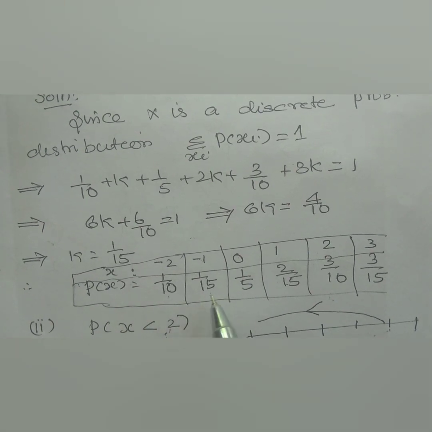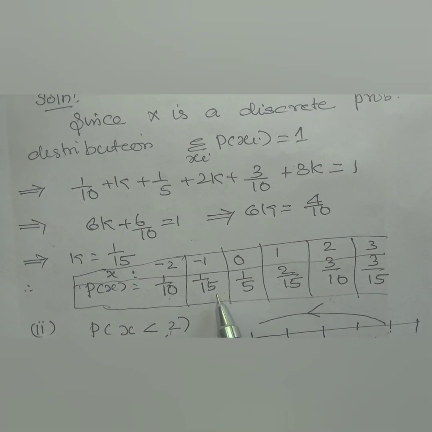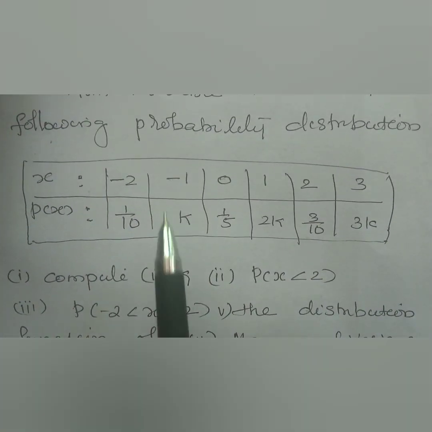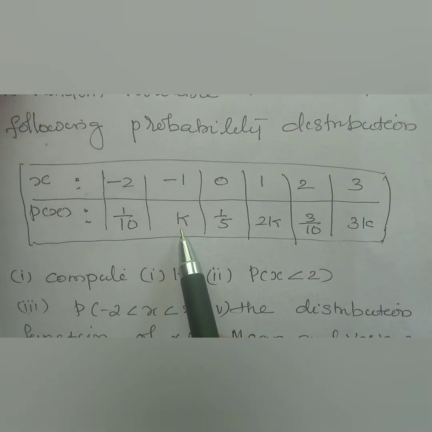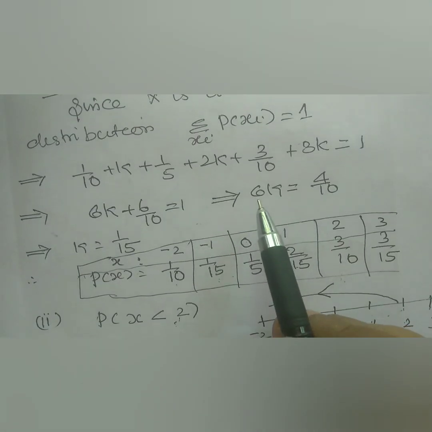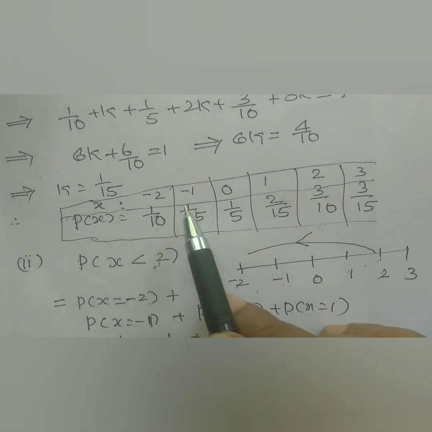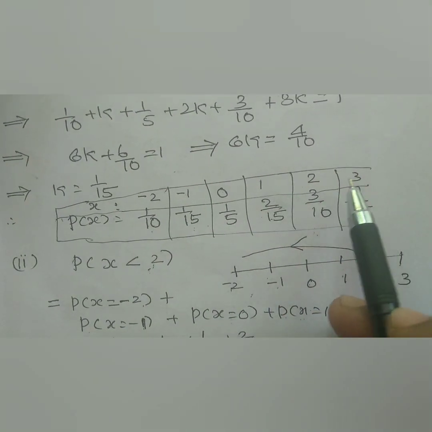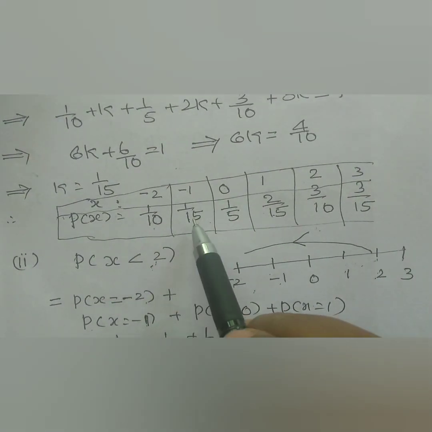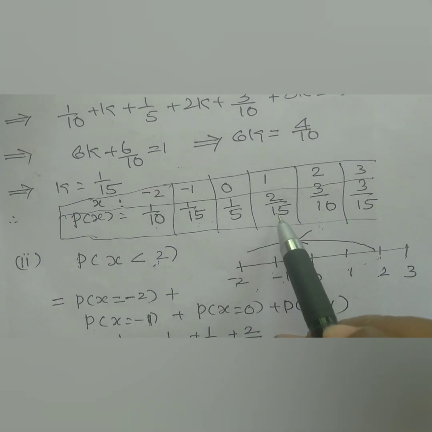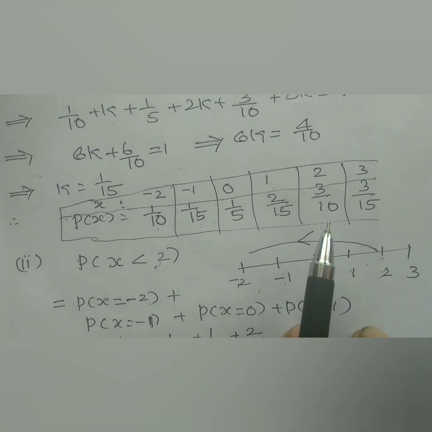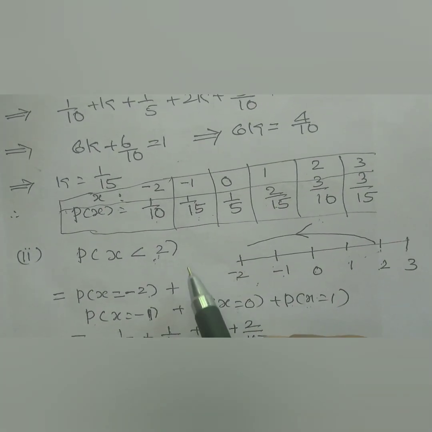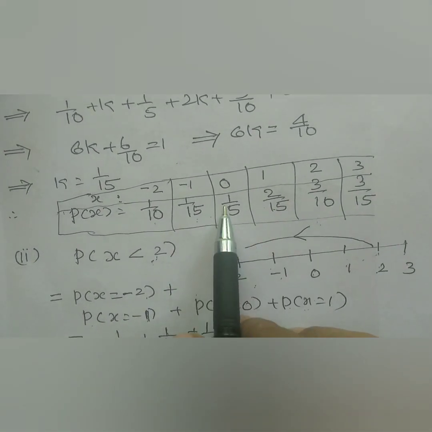Now we can rewrite this table by substituting the value of k. That is, in this table, we can put the value of k. So k is equal to 1 by 15. That is, the new table is of the form x: minus 2, minus 1, 0, 1, 2, 3 and probabilities 1 by 10, 1 by 15, 1 by 5, 2 by 15, 3 by 10 and 3 by 15. Now for the remaining parts we should use this table only.